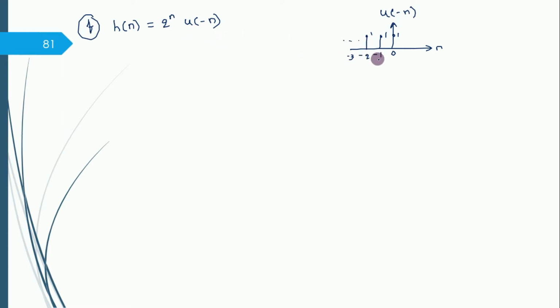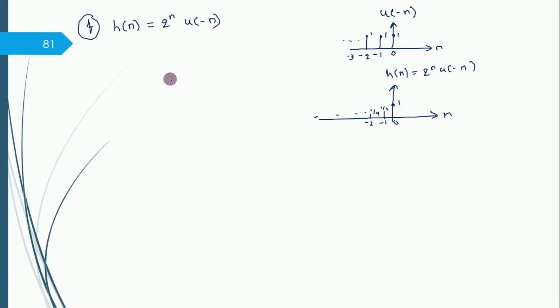For n equal to minus 1, h of n, I'll write it as 2 raised to n, should be multiplied with this one. So at 0, 2 raised to 0 is 1, so it will maintain it as 1. 2 raised to minus 1 is 1 by 2, so it is 1 by 2 at minus 1. At minus 2, it is 1 by 4. And it continues. So it is decaying in discrete time till infinity. This is h of n.